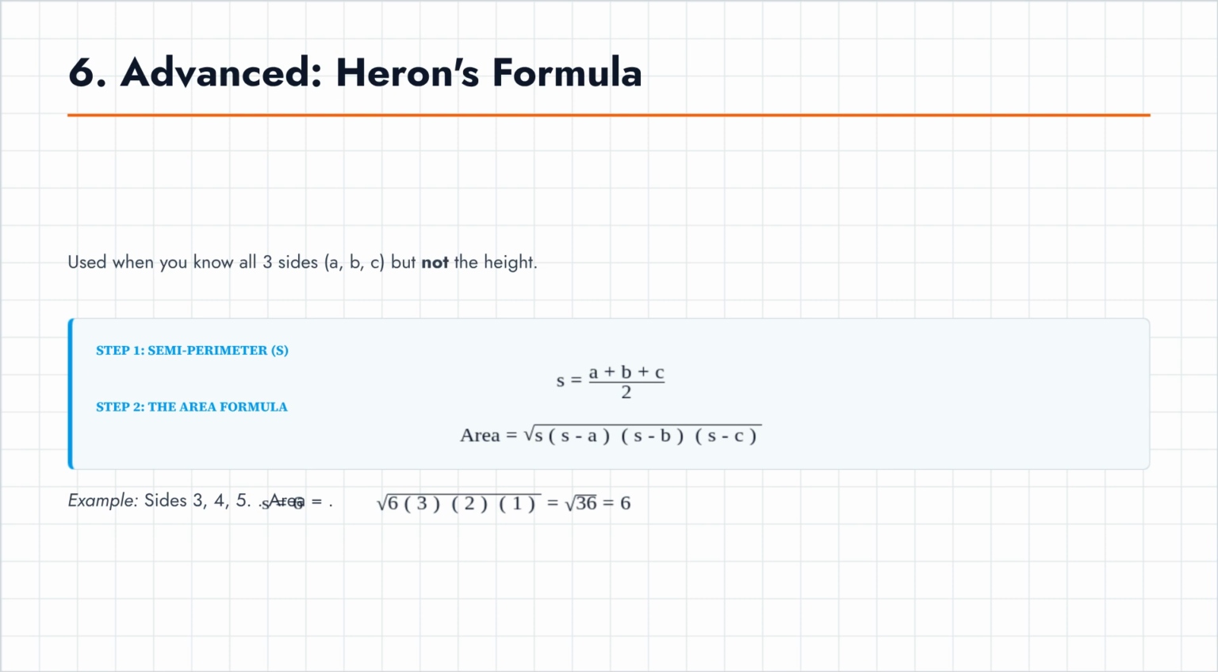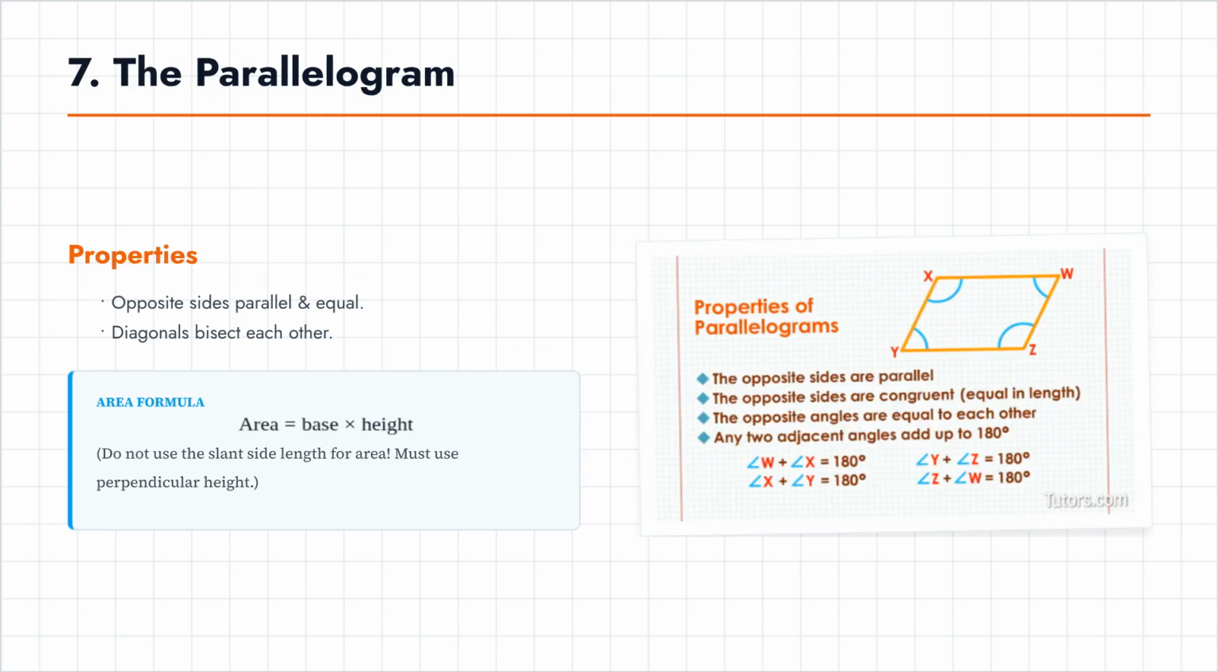the height is not. First, calculate the semi-perimeter S, and then apply the area formula using S and the side lengths. Moving to the parallelogram, opposite sides are parallel and equal, and diagonals bisect each other. The area is calculated as base multiplied by perpendicular height. Do not use the slant side length for the area calculation.